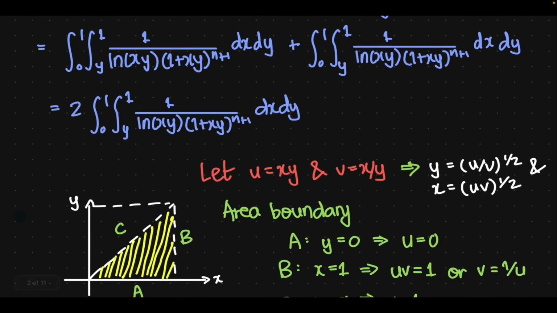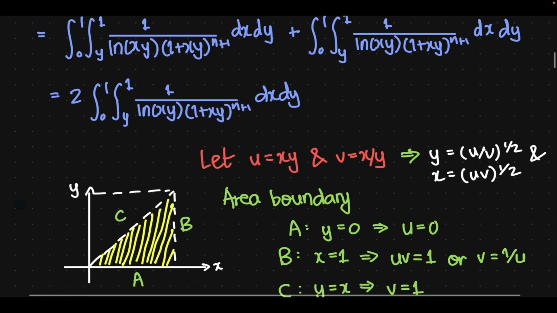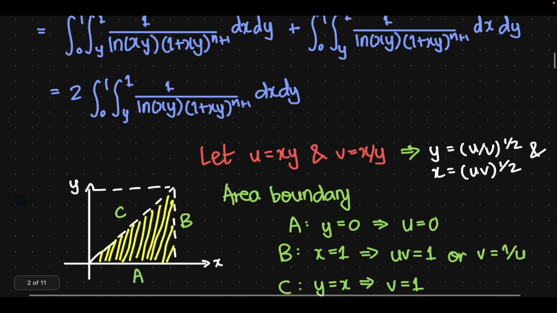The main question, I think the most important question of this video, is how is this area going to change? So the area concerned still is this yellow shaded region, because if you check, x goes from y to 1 and then y goes from 0 to 1, it is still this area. It's just the order got reversed.